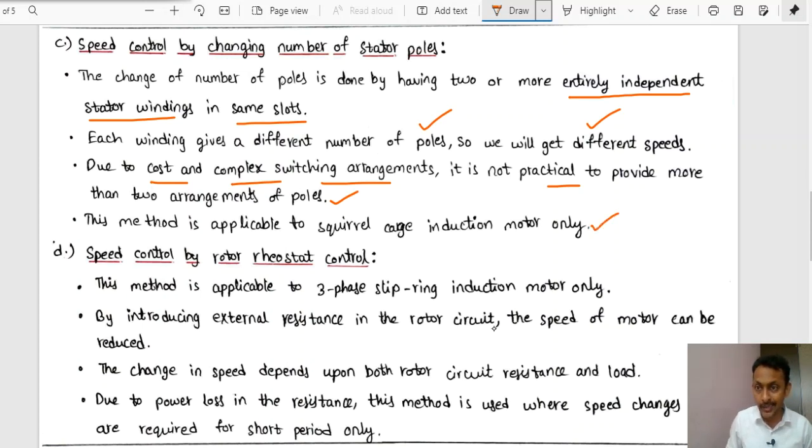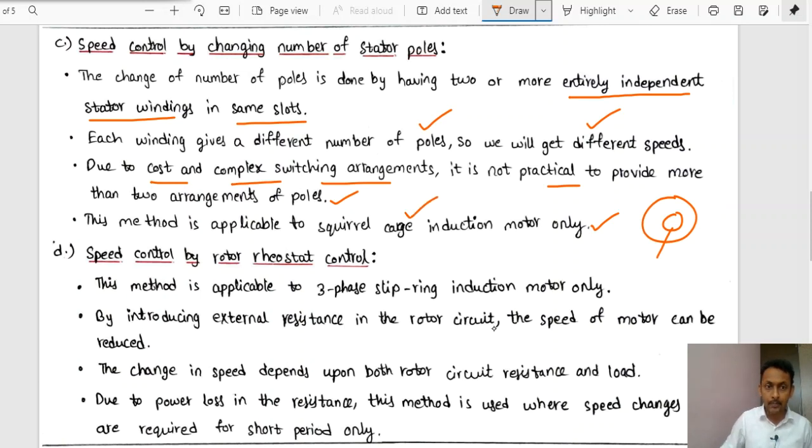As we have discussed in your previous lectures, along with the stator and rotor we have the slip ring induction motor and the squirrel cage induction motor, depending upon the construction of the rotor. So this method is applicable to squirrel cage induction motors only.